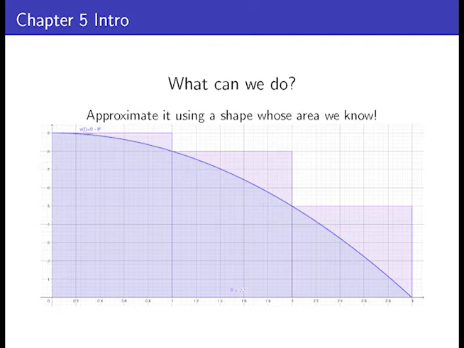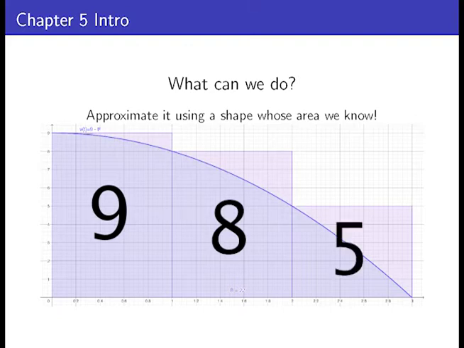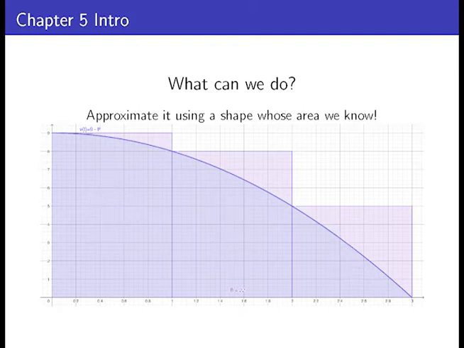The first one has height 9 and base 1, so it has area 9. The second one has height 8 and base 1, so it has area 8. The last one has height 5, still base 1, so it has area 5. So altogether, these 3 rectangles comprise an area of 22. If you look at the shading, you'll realize that these rectangles are actually covering more area than simply the area under the function. So the 22 is an overestimate for the area under our function.